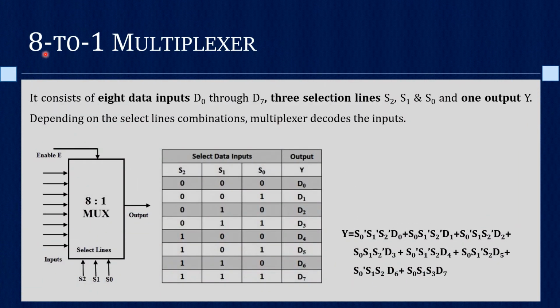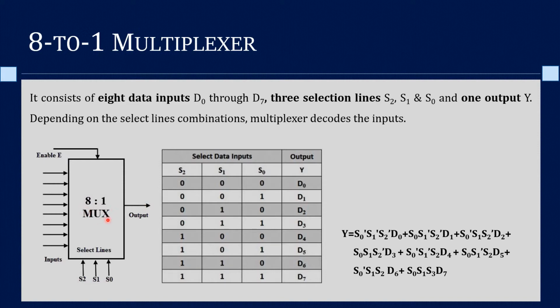In the case of 8 to 1 multiplexer, we'll be having 8 data inputs and 1 output line. Since we are having 8 data inputs, that is 2 raised to 3 equal to 8, so the n here is 3. So we need to have 3 select lines. So we are having 8 input lines with 3 select lines and a single output line. That is the case of 8 to 1 multiplexer.